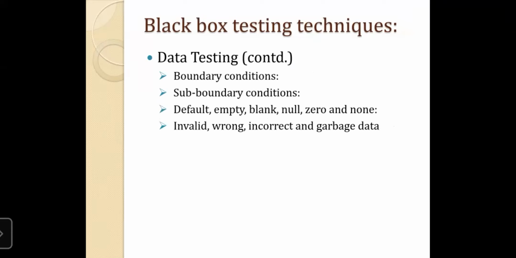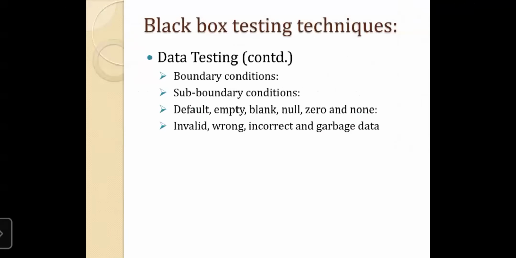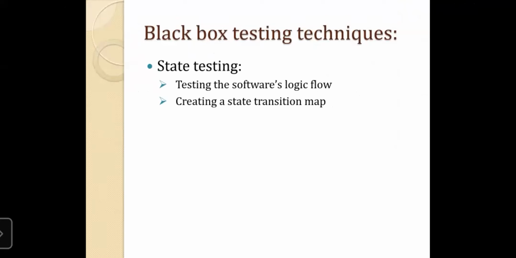Then again, boundary conditions, sub-boundary conditions, and what exactly the default, empty, blank, null, and zero kind of cases are over there. Then invalid, wrong, or incorrect, garbage data, that also we have seen.